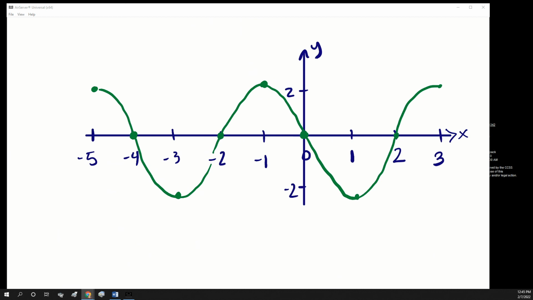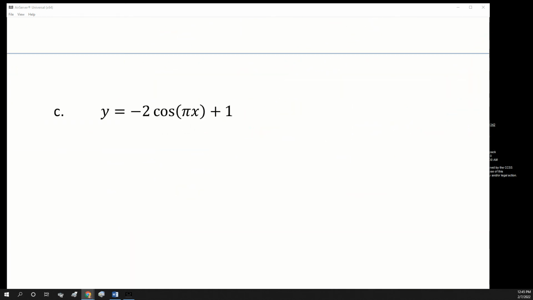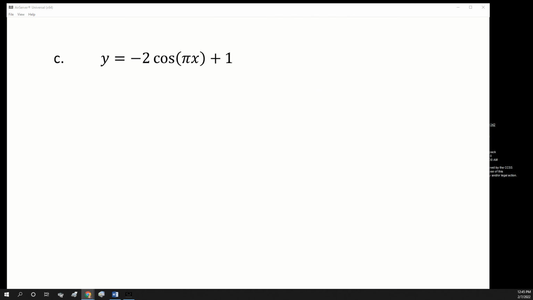All right, we have a couple more that we're going to do. The next one is kind of different. This one, are you going to have a horizontal shift on this one? What do y'all think? So for there to be a horizontal shift, you would have to have addition or subtraction in the parentheses. So there's not going to be a horizontal shift, but there is going to be a vertical shift.